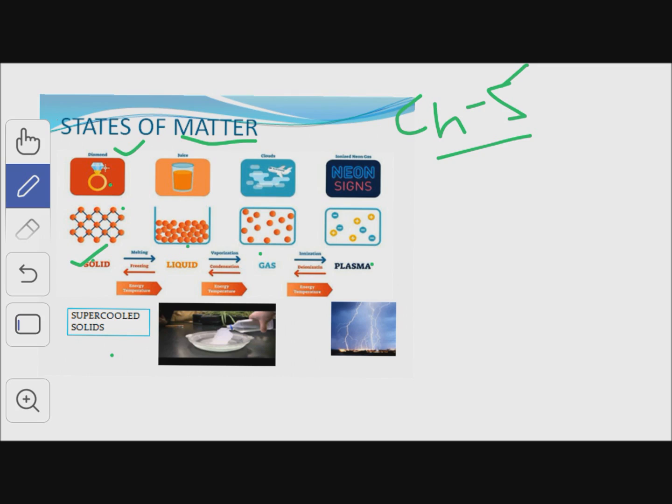Next is liquid, in which the intermolecular forces are less than in solid, and the molecules are loosely bound with each other. For example, juice, water, etc. And they have definite volume but no definite shape. Next is gas, in which the particles are free to move and they occupy the maximum available space. And the intermolecular forces of attraction in gas molecules are very weak. For example, clouds.